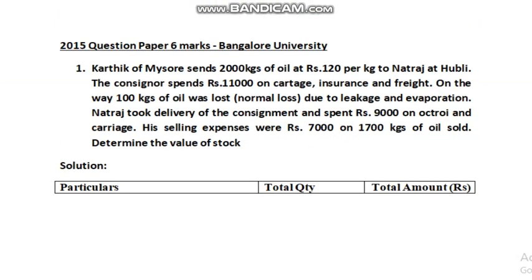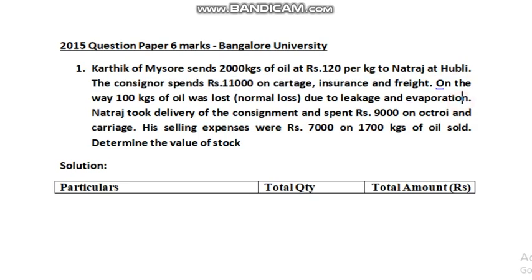This question was asked in the 2005-15 question paper for 6 marks from Bangalore University. Let's go through the problem. Karthik of Mysore sends 2000 kg of oil at rupees 120 per kg to Natraj at Hubli. Here Karthik is sending goods to Natraj. So Karthik will become the consignor and Natraj will become the consignee. And the consignor spends 11,000 on cartage, insurance and freight. So this is the non-recurring expenses incurred in transit.